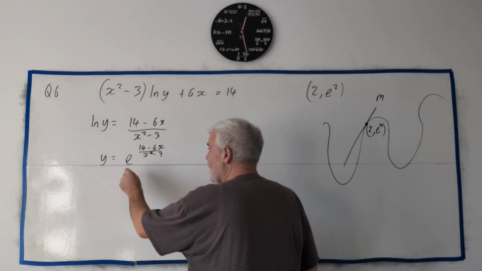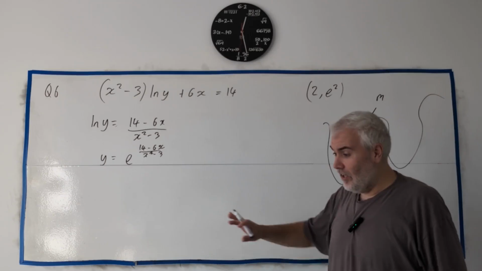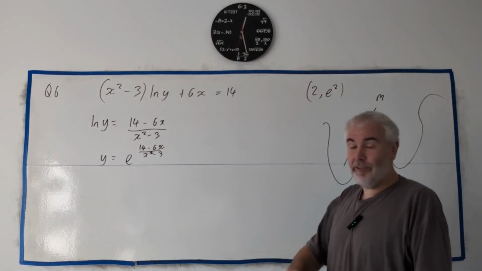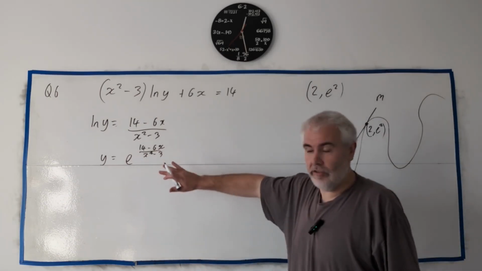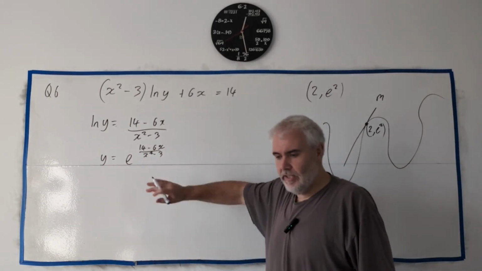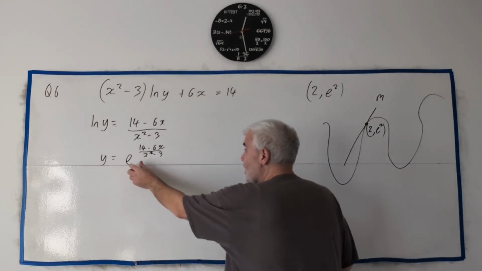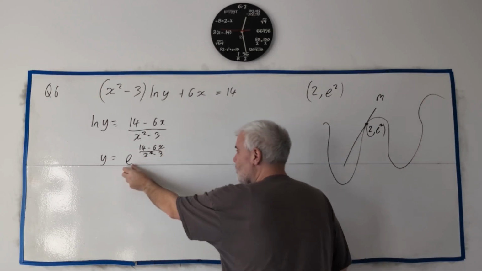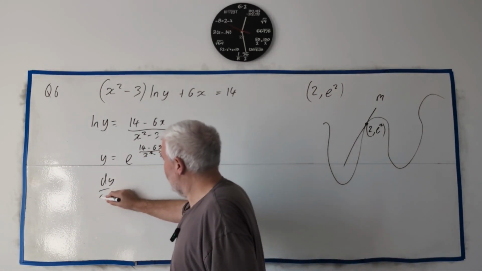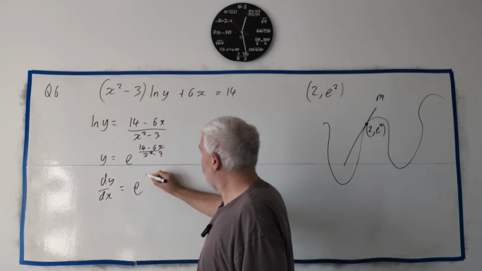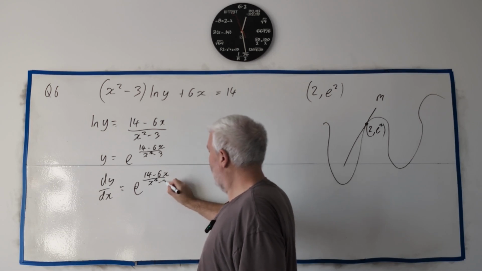All you have to do next is differentiate y. Differentiate this here. It's not too difficult. It's not as difficult as it seems. The derivative of e is easy. It's just the same as the question. It's just a chain rule, so you differentiate e as if this is a u up here. So I'll start writing the answer, I suppose. dy/dx is equal to e to the power of (14 minus 6x) over (x squared minus 3).